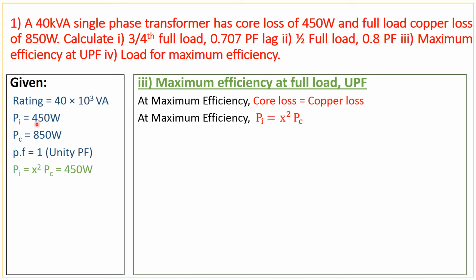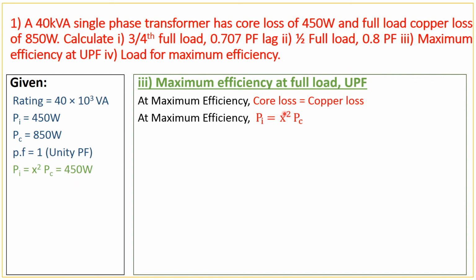So we cannot change the core loss because it is constant. Only we can vary the copper loss. Therefore, I can vary the copper loss such that it will be equal to the core loss. Therefore, keeping 450 as constant, I can take Pi is equal to x square Pc is equal to 450 watt. I hope you have understood why I have taken 450 instead of 850.